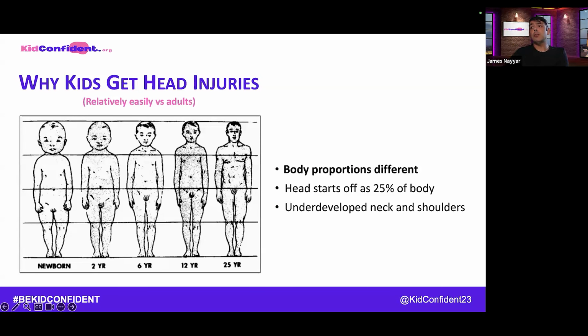The smaller the child, the bigger the head, and they also have underdeveloped neck and shoulder muscles the younger they are, which means that they can't really control their head movements as well when they're subjected to a force. So they basically have some big floppy lollipop on top of their body which wobbles around and hits things more easily. Under 2, they're most vulnerable to head injuries because of that lollipop thing.